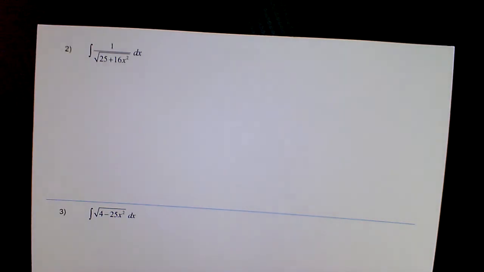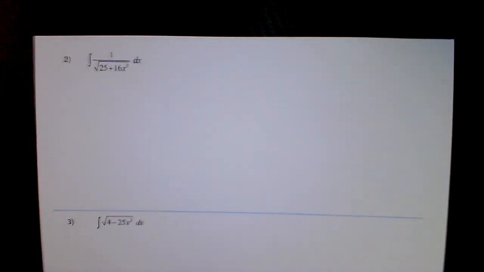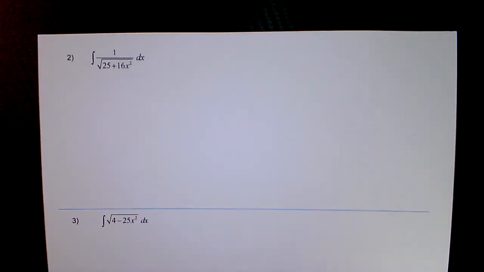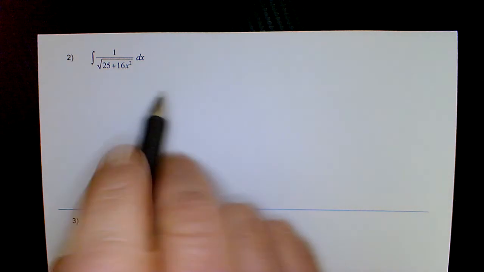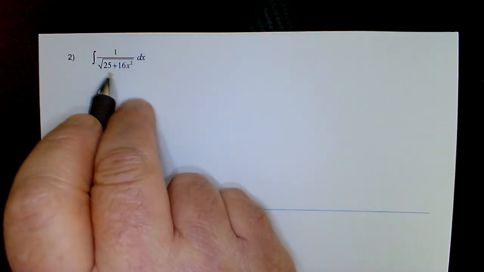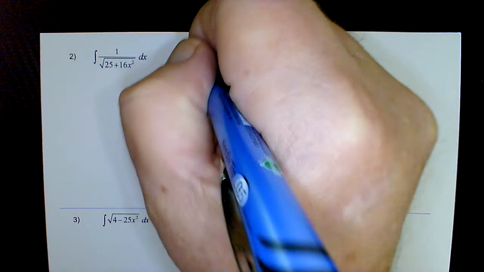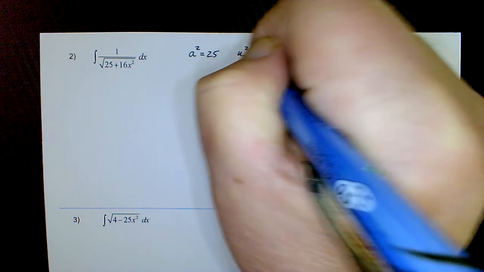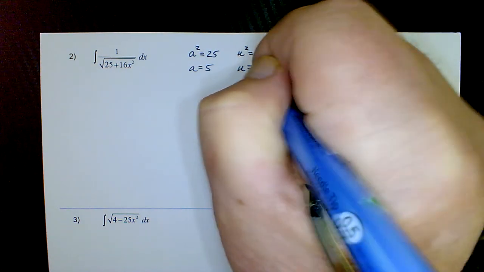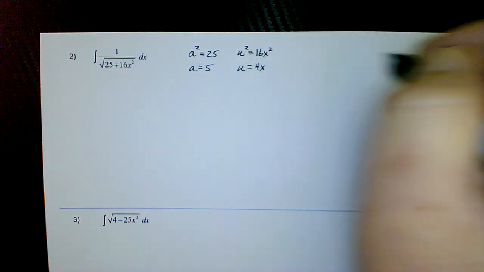In example 2, we do have the sum of two squares under a radical. Now remember, you don't care what the actual integrand looks like. You only care what the radical part looks like. And so we claim our a's and our u's as normal. So a squared is 25, u squared is 16x squared. That means that a is 5 and that u is 4x. We do not calculate the du.